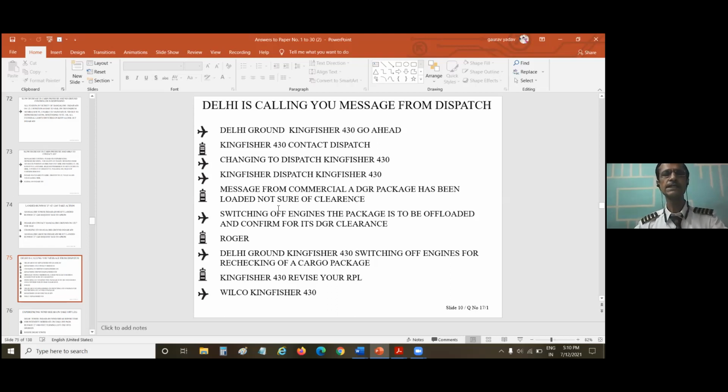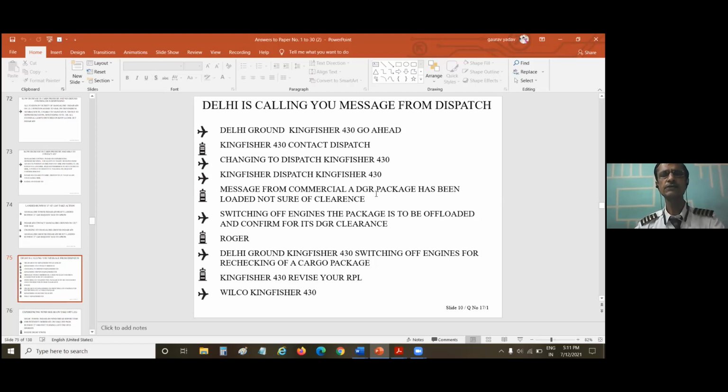So they are saying, we have loaded a package on your aircraft, but we are not very sure that it has gone through the security clearance. Okay, a DGR package. So no pilot in command of any aircraft will take off in an aircraft which is not security checked. Although it sounds very absurd that a passenger will be left out without security check, it is not possible practically.